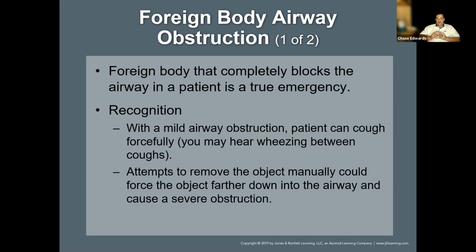Obstruction by a foreign body can result in mild airway obstruction or a severe airway obstruction. You got to take great care to prevent a mild airway obstruction becoming a severe airway obstruction. You don't want to push anything further. With a mild obstruction, the patient can cough forcefully, although you may hear wheezing in between coughs because of the object caught in there. You got to continue to monitor that patient closely and encourage the patient to continue coughing. Maybe it'll dislodge. Attempts to remove the object manually could force the object further down. That's why you use the Magill forceps, man.